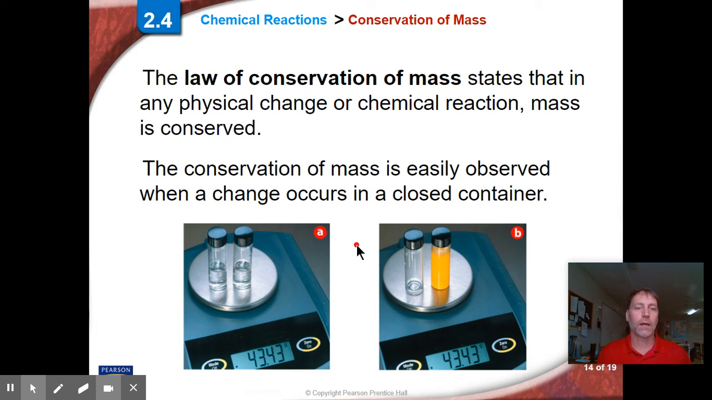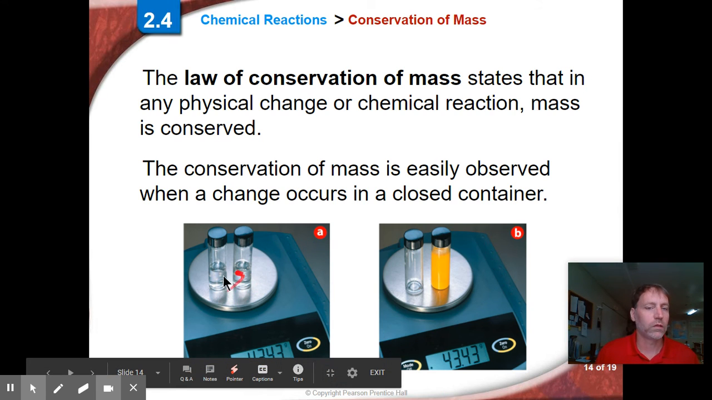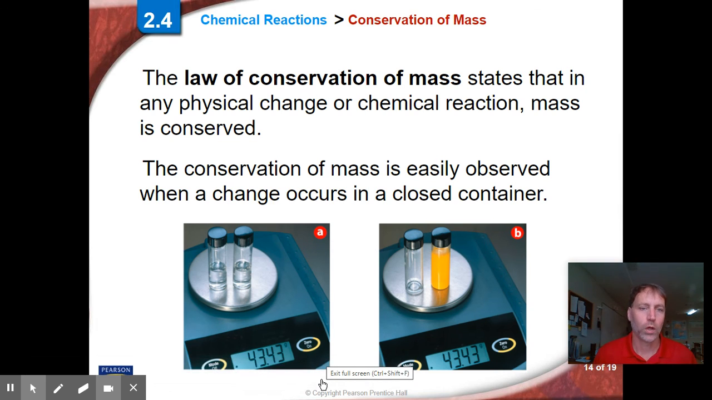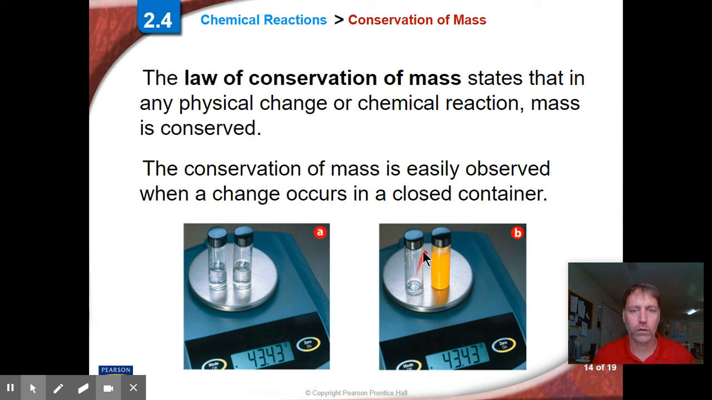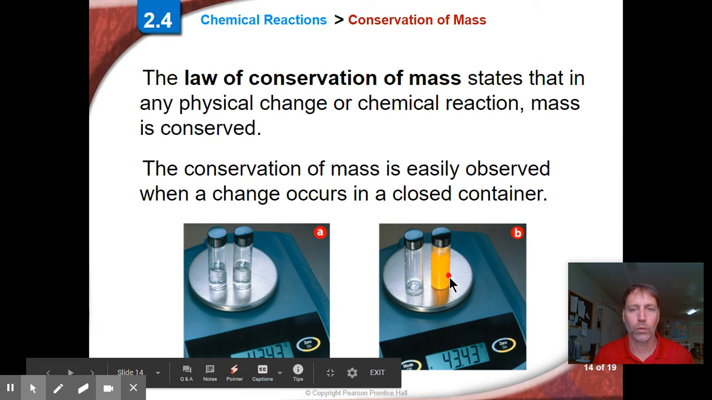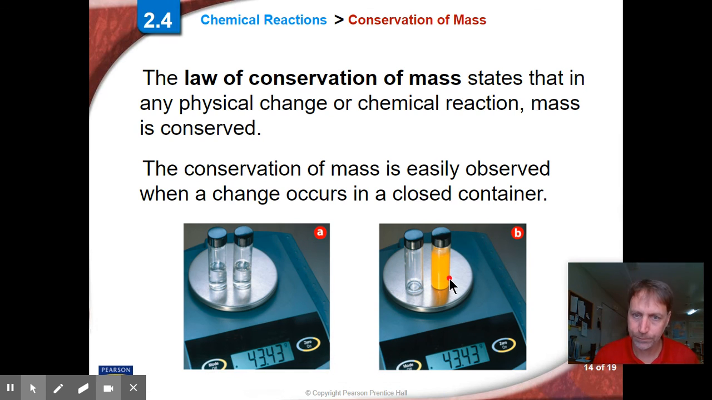Here's an example. You have these two clear liquids, and they have a mass of 43.43 grams. You take this vial and pour it into that vial. They both have their caps on, so it's a closed environment. Even though this one is now empty, it's been poured into this one, it is still 43.4. A chemical reaction has occurred because you see a color change, from clear to an orange juice color. So mass is conserved.